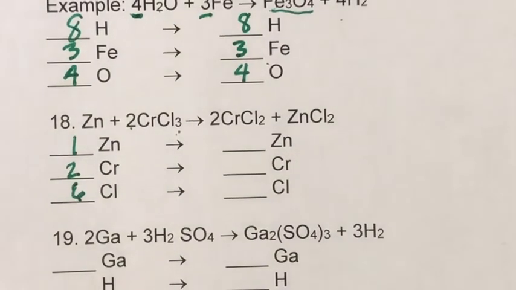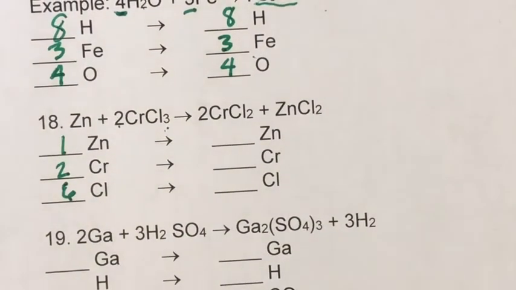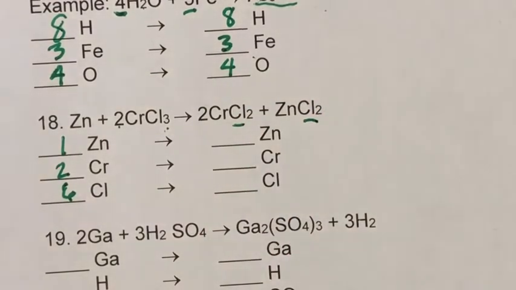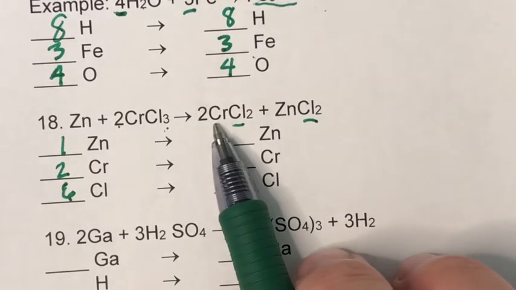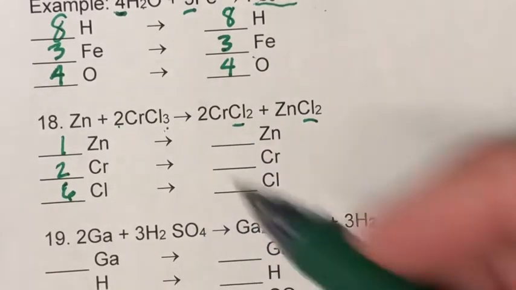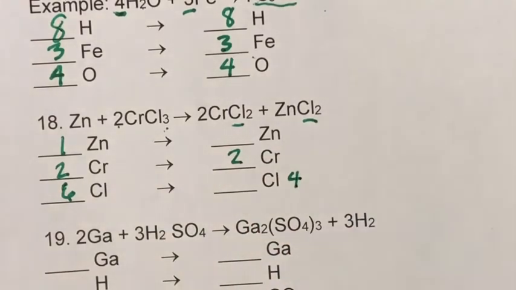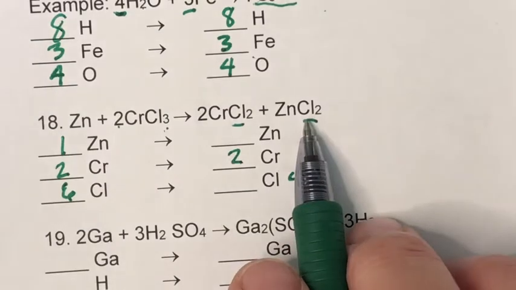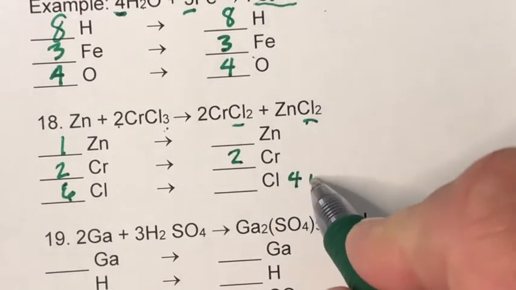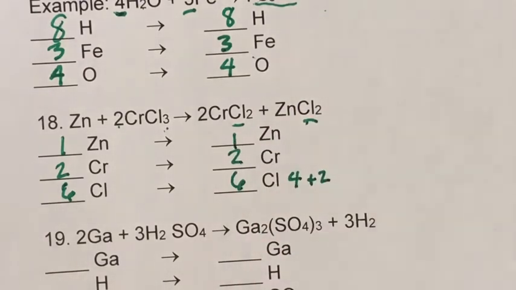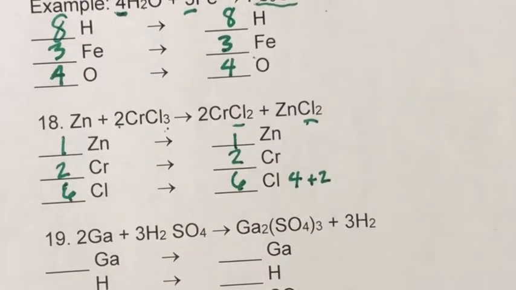So let's look over here. Now, got to be careful because chloride appears in two different products. Okay, so in this one, which would be chromium 2 chloride, we have 2 chromiums and we have 4 chlorines. But if you look over here, we have 2 chlorines here, and 4 plus 2 equals 6, and we have our 1 zinc. And that's all balanced.